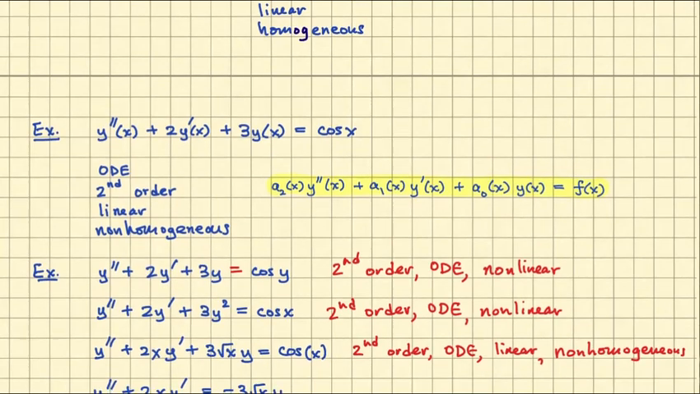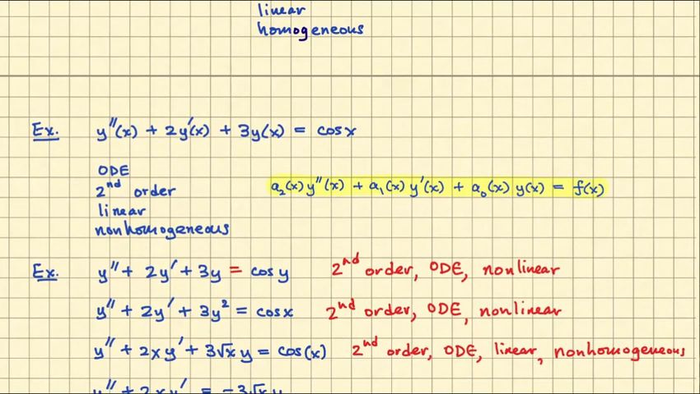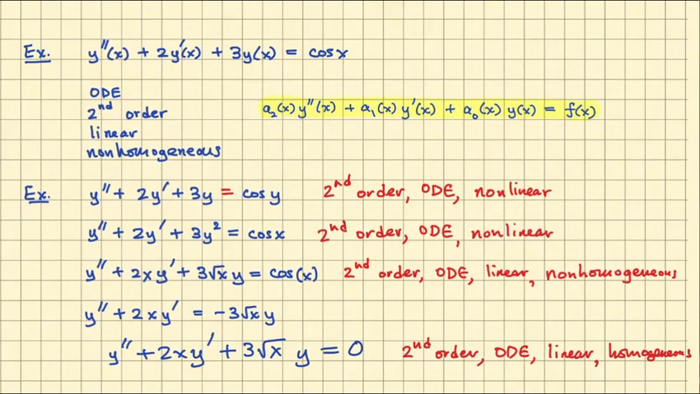I know I already have it written here, but if you just ignore this and try to figure this one out yourself, we just did this one. This is a second order, linear, non-homogeneous equation because it matches the template. But what if we do some variations on this theme? What if we change this cosine x to a cosine y, leave everything else alone?